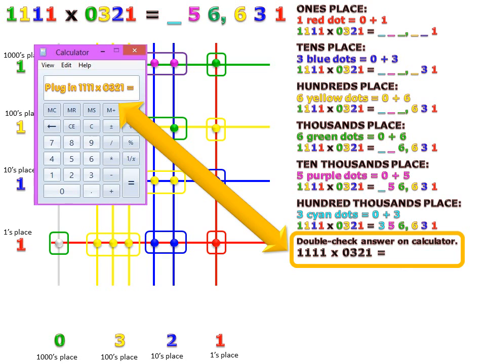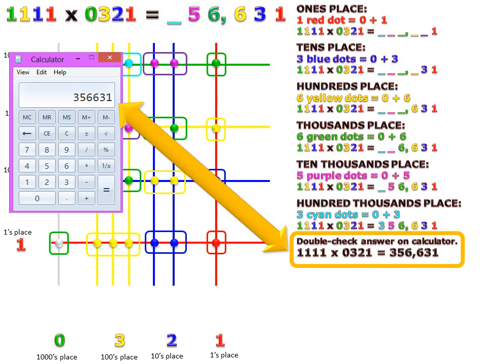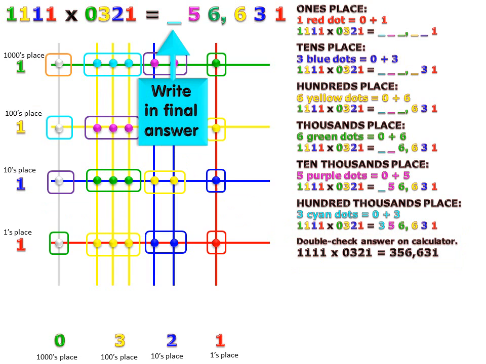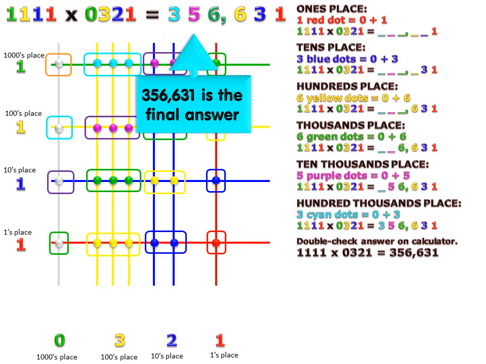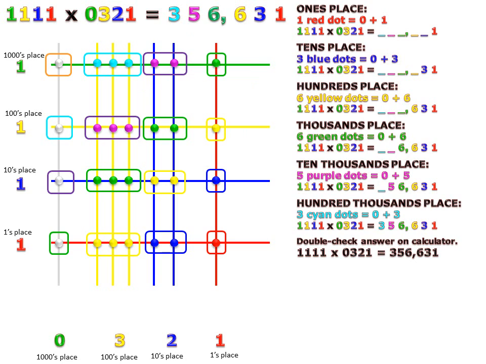Let's double check that answer on the calculator. Plug in 1,111 times 321 equals, yes, 356,631. Write in the final answer. And there it is, 356,631. That is our final answer to 1,111 times 321. And here's one last look.